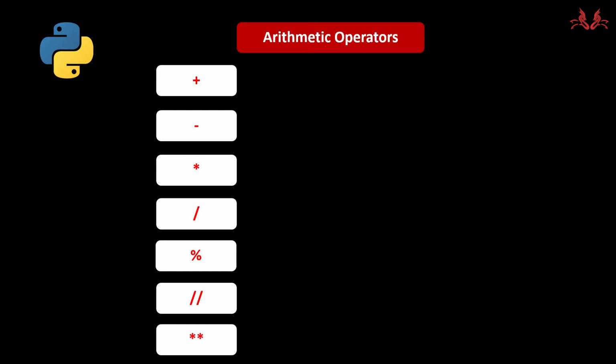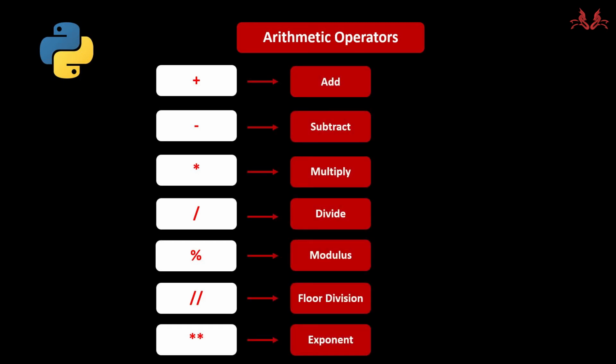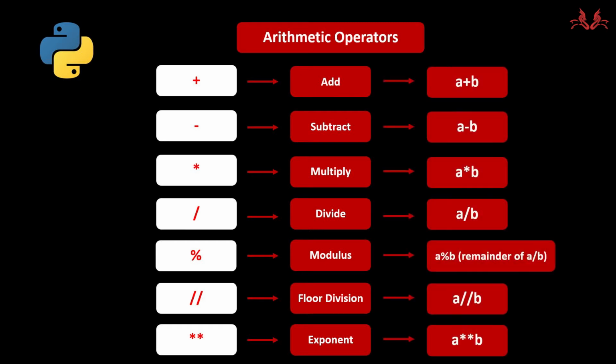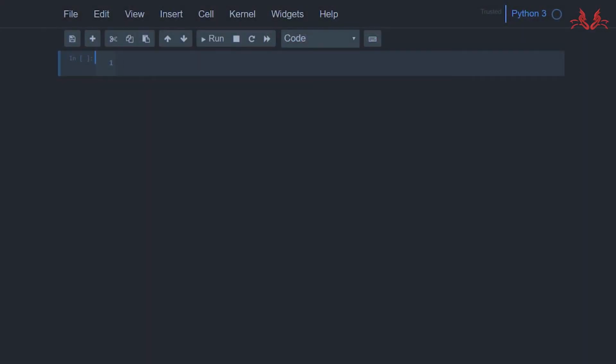As you can see, in the white blocks, there are the symbols of arithmetic operators, and the meanings include add, subtract, multiply, divide, modulus, floor division, and exponents. And these are the expressions of arithmetic operators in a program. Alright, let's demonstrate the arithmetic operators.